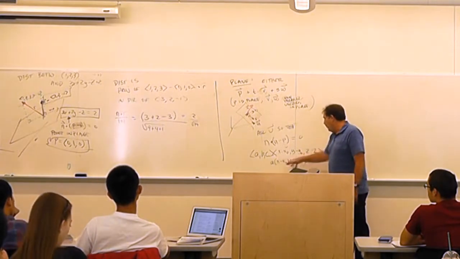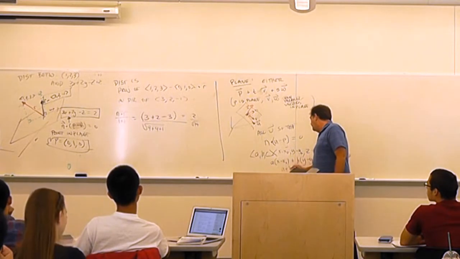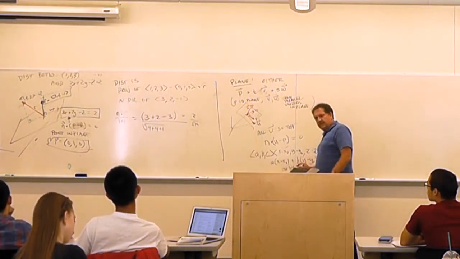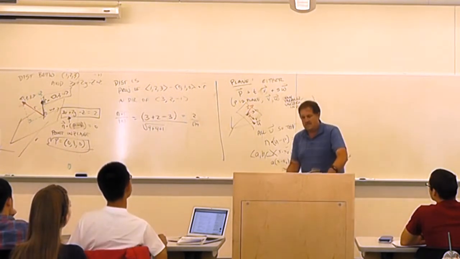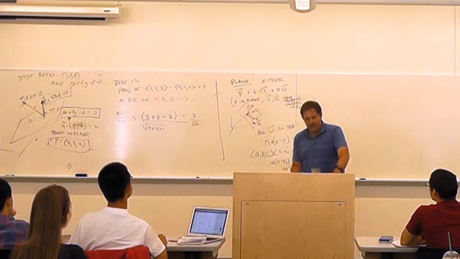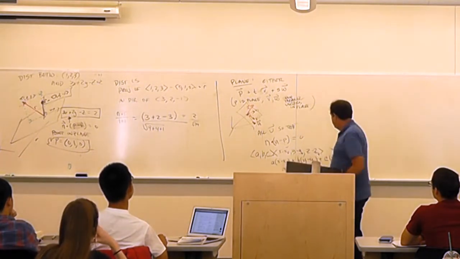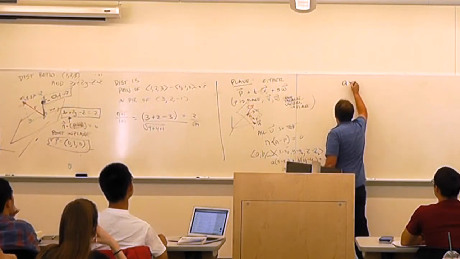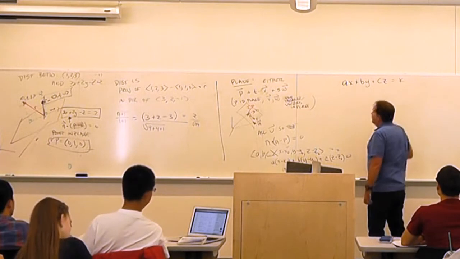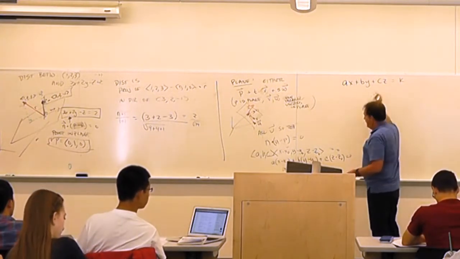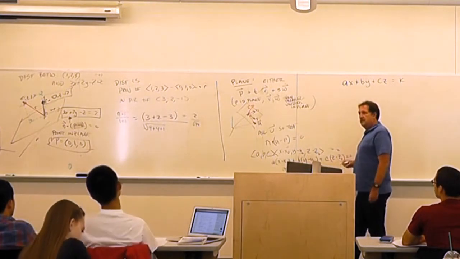And now if I gather all of the non-variables together, I get ax plus by plus, is this visible? Not really. Then that will fall in green, so I shouldn't do that. Sorry, best I can do. So I'll do it here. ax plus by plus cz equals some number k, where this k is negative ax naught plus by naught plus cz naught.